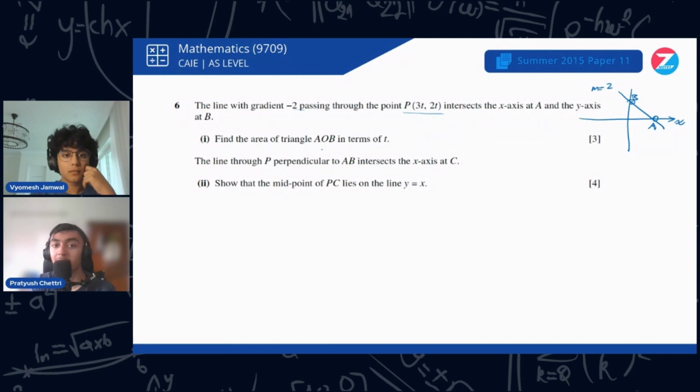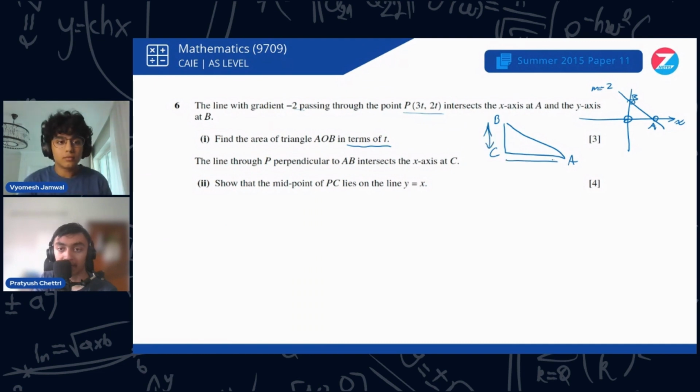O is usually the origin, I believe. Yeah, so the origin is here, O. Find the area of that triangle, in terms of t. So what you need for a triangle, let's call this A, B, C, you need the height, you need the width: base and height, and then half base times height. This question is actually super simple because the lines are straight. There's no slight curve to them like you have with mx plus c.